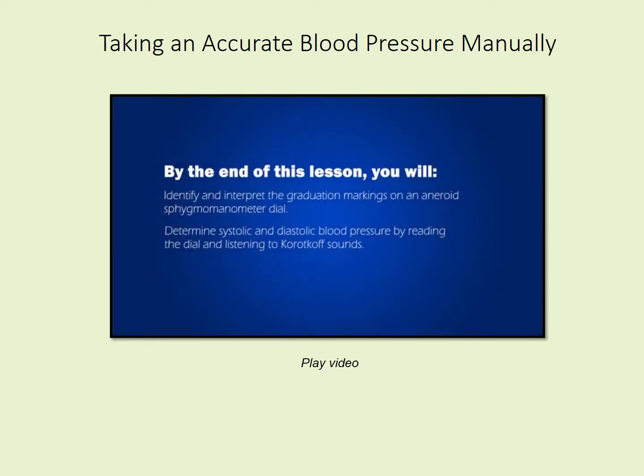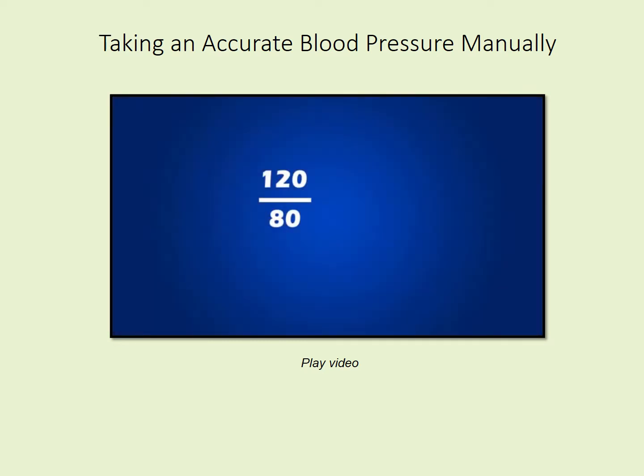By the end of this lesson, you will identify and interpret the graduation markings on an aneroid sphygmomanometer dial, and determine the systolic and diastolic blood pressure by reading the dial and listening to the Korotkov sounds. If you ever had your blood pressure taken, you likely noticed that the results were stated as one number over the other number, such as 120/80. The number on top, in this case 120, represents systolic pressure, and the bottom number, in this case 80, represents the diastolic pressure. Let's take a close look at the dial used for determining such a measurement.